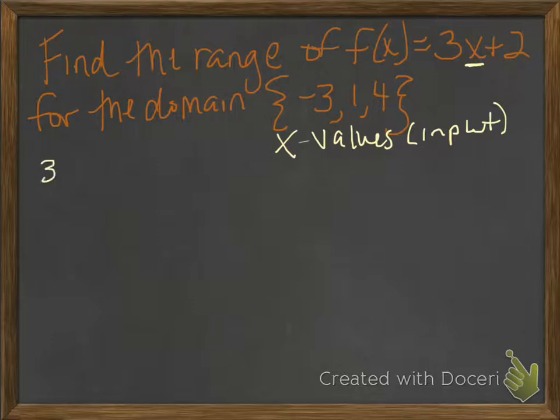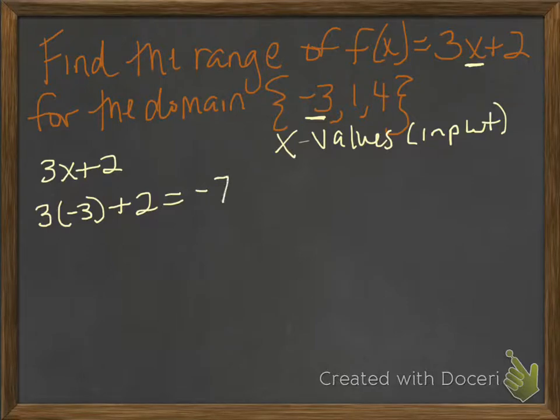Okay, so we have 3x plus 2. Our first one is -3, so I'm going to replace the x with -3. Okay, and you can do this in your head, you can do this in the calculator, but 3 times -3 is -9, plus 2 is -7. So if I have an input of -3, my output is -7. Okay, now I need to do the same thing with the 1. So 3 times 1 is 3, plus 2 is 5. So if I have an input of 1, my output is 5.